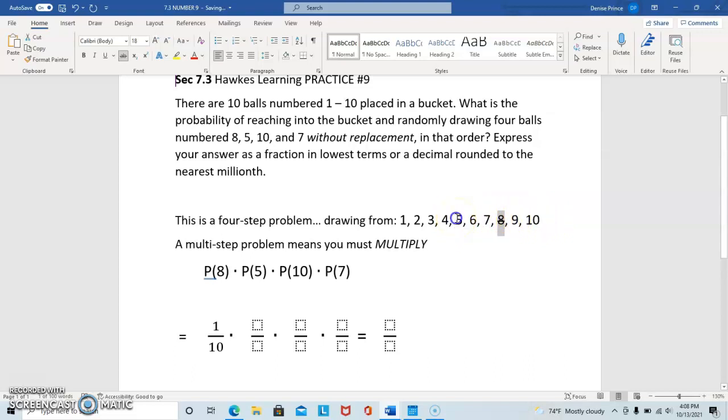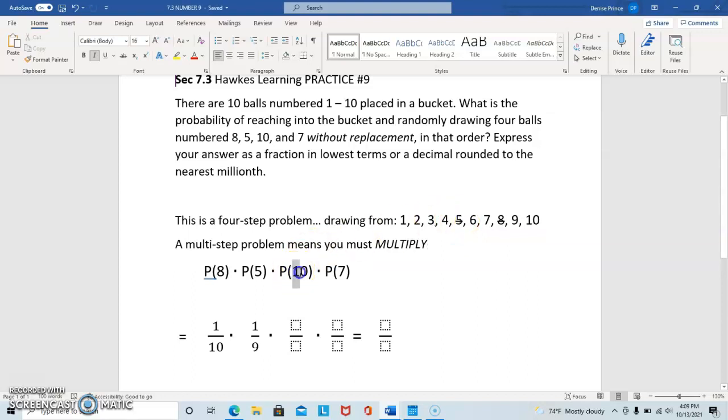Next, we want to draw a 5. So we need to know what is the probability of drawing a 5. Well, how many 5s are in the bucket? 1. So that's 1 out of how many balls altogether? Well, 1, 2, 3, 4, 5, 6, 7, 8, 9. Remember, we removed the 8. We removed the 8 ball, so that leaves only 9 balls left. And now imagine that you actually did draw the 5. We're doing this without replacement, which means that you must remove the 5 from the bucket.